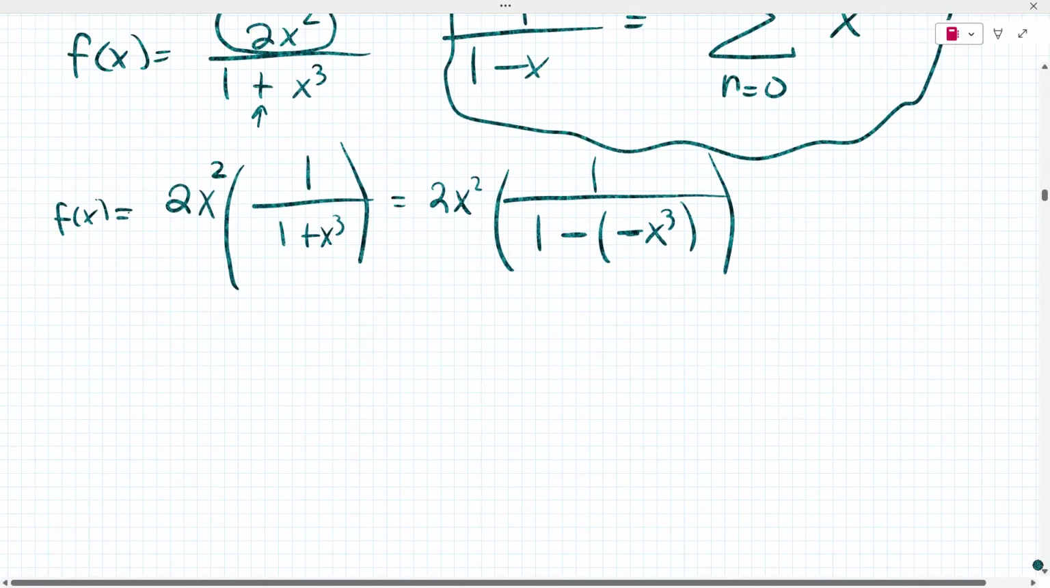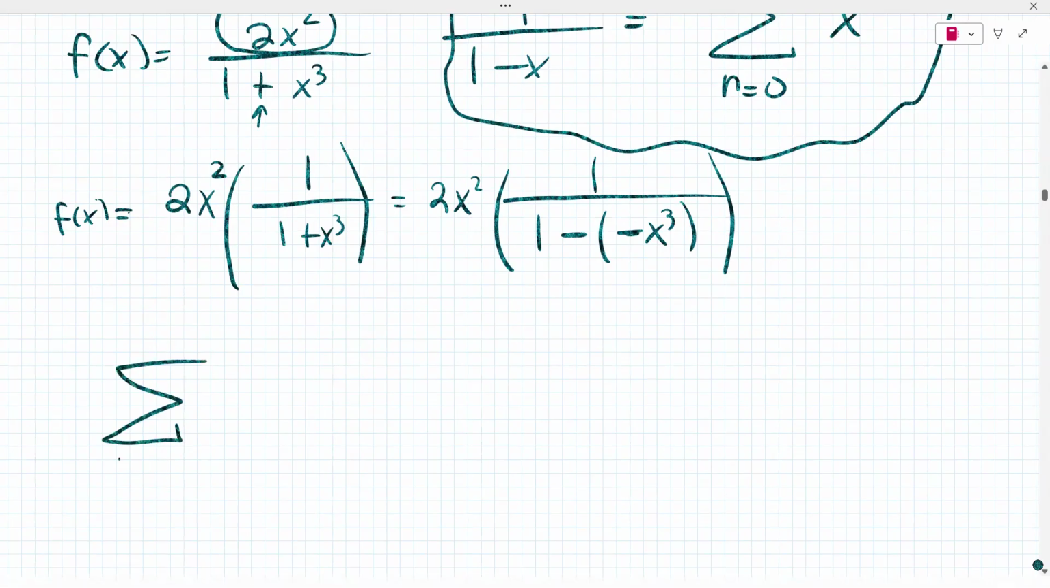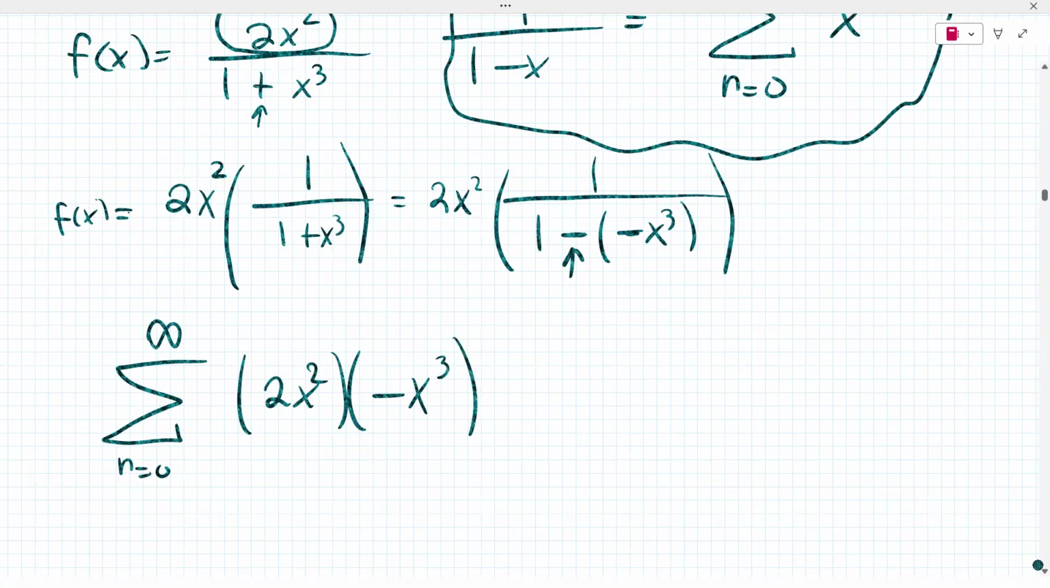You get this. The final answer could be expressed as the summation from n equals 0 to infinity, 2x squared, and then, since it's x cubed on the bottom, it's going to be negative x to the third. Oh, no, because we have an extra minus here, so this is why there's a minus x cubed raised to the n.